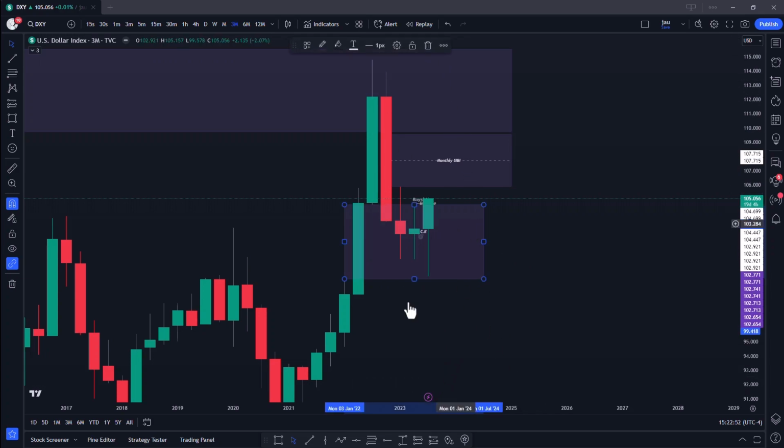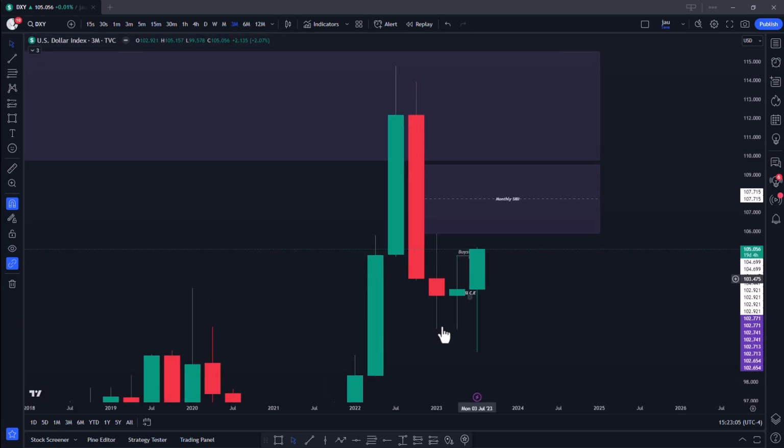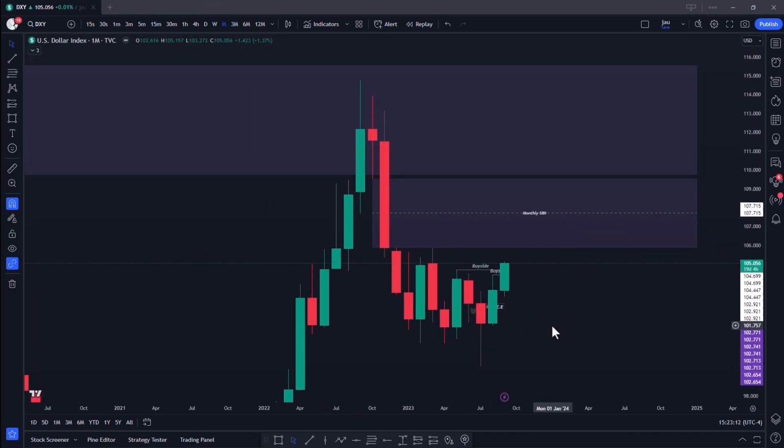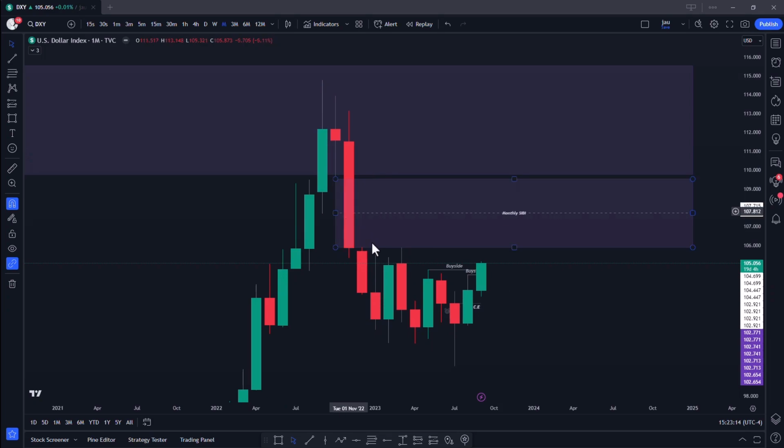But we are still set inside of it, and we just finally broke out. We haven't closed above it yet, but we've broken out of it. And I think this candlestick is closing at the end of this quarter of the year.